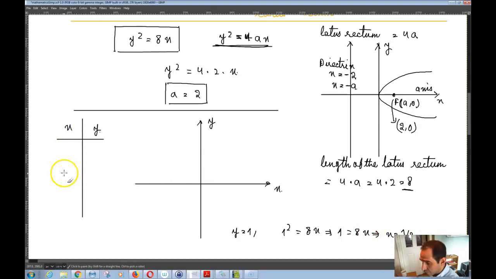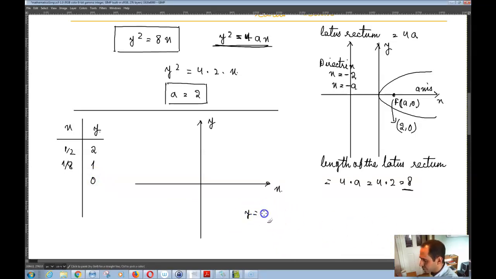Now if, for example, y is equal to 2, what happens is that 2 squared is equal to 8x. That means that 4 is equal to 8x, so x is equal to 1/2. So if y is equal to 2, then your x is equal to 1/2. If y is equal to 0, then 0 squared is equal to 8x, which means that x is equal to 0.